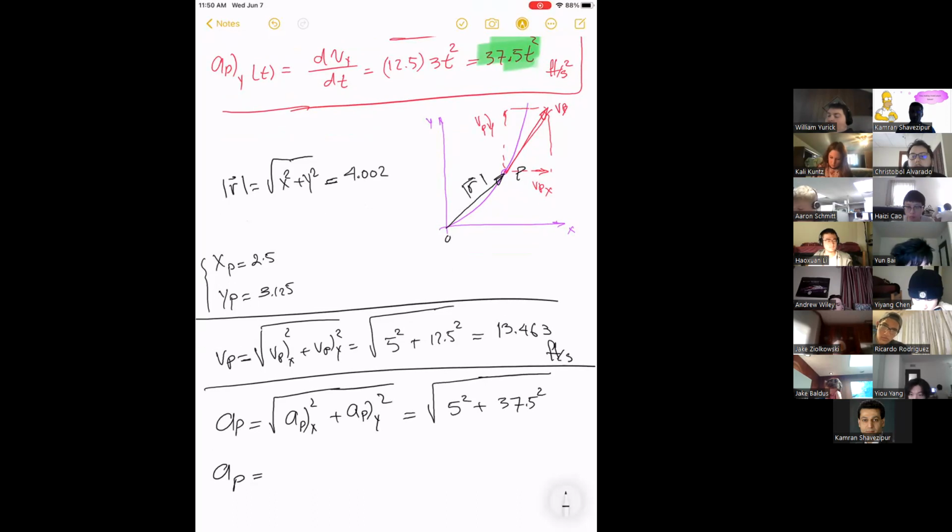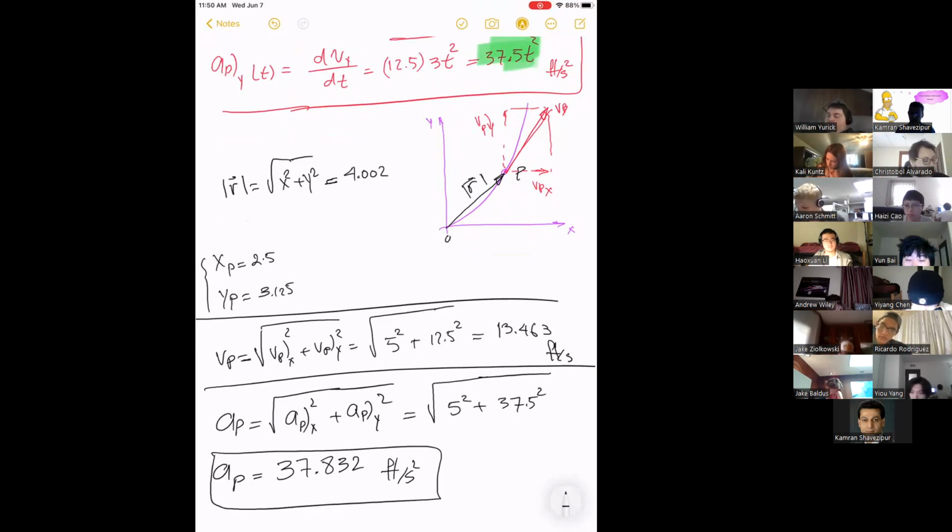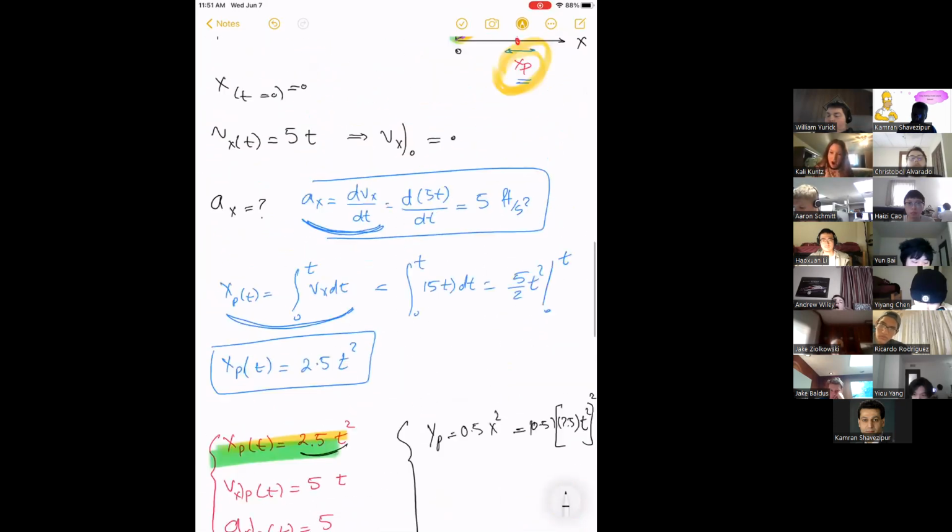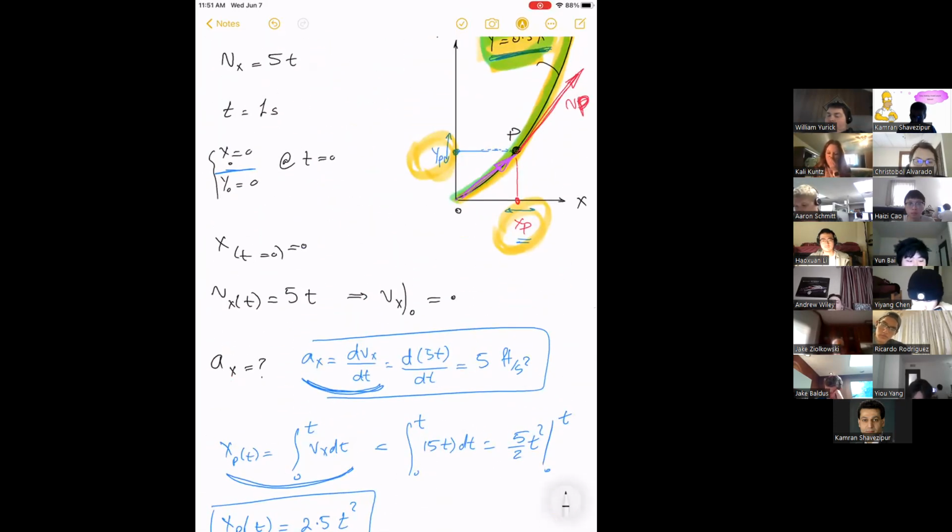Did you get the number? 37.832 feet per second squared. Good. You guys get the same number? Okay. So that's how you analyze Cartesian coordinates and the curvilinear motion of a particle. Remember, I said it looks like you analyze.